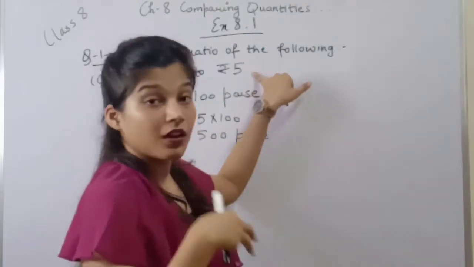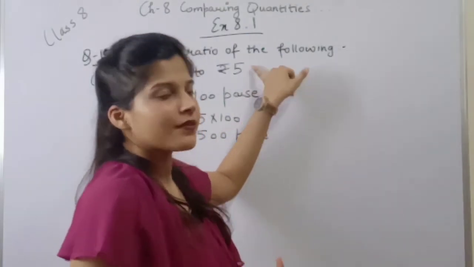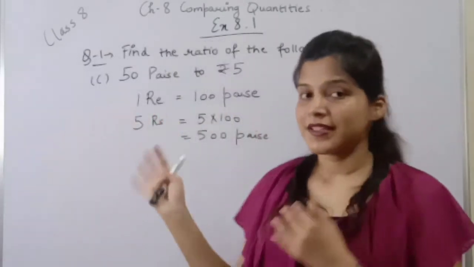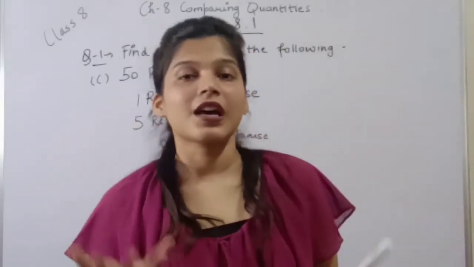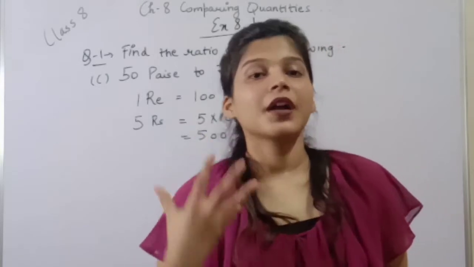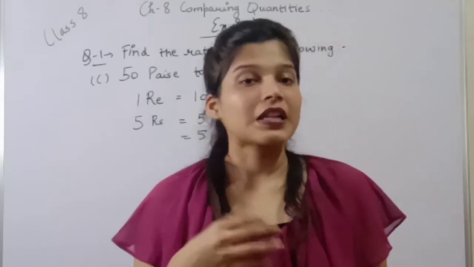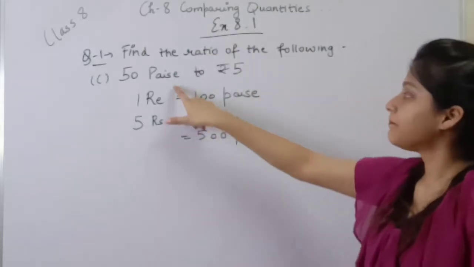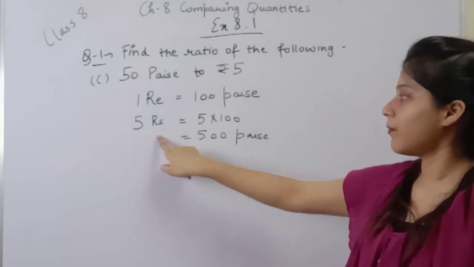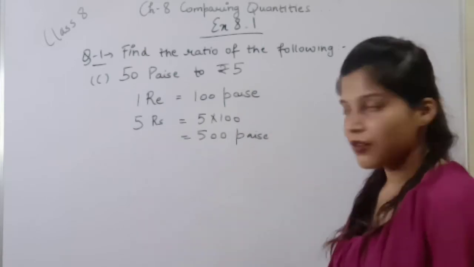So again we converted the greater quantity, रुपीज वाली क्वांटिटी को हमने कन्वर्ट किया पैसे में. Why? Because अगर हम पैसे को रुपीज में कन्वर्ट करेंगे, again answer will come in decimal. छोटी क्वांटिटी को जब भी हम बिगर क्वांटिटी में कन्वर्ट करते हैं, answer will come in decimal. So that's why we convert bigger quantity. अब 5 रुपीज थे तो 500 पैसे हो गए.